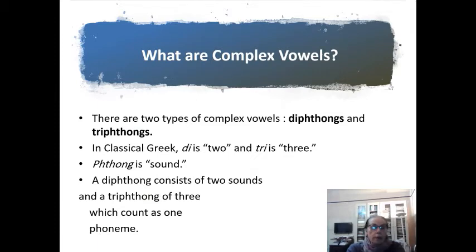Now, what are complex vowels? There are two types of complex vowels, diphthongs and triphthongs. Di in classical Greek means two, and tri means three, and phthong is the word for sound. So two sounds, three sounds. They're not actually two phonemes or three phonemes, they're just two sounds. A diphthong consists of two sounds and a triphthong of three sounds, which count as one phoneme. We're going to see how, of course.